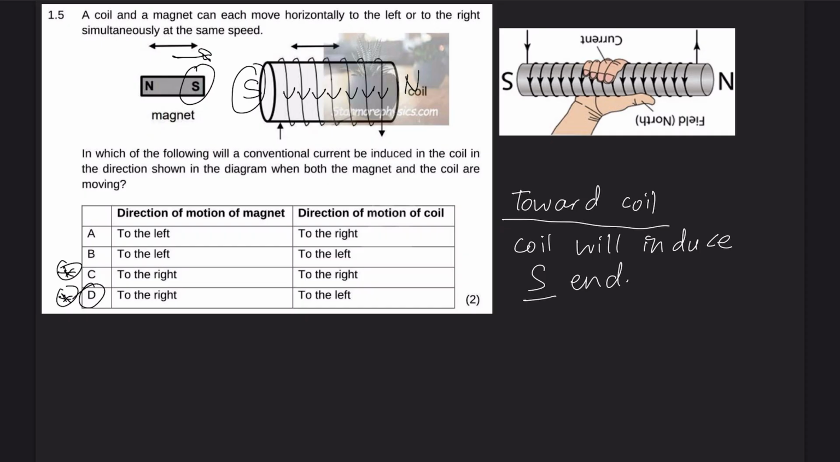Always remember when it comes to this section, when you have a coil and you have a magnet, the coil will always want to repel if the magnet is getting closer, but if the magnet is moving away, the coil will want to attract it.